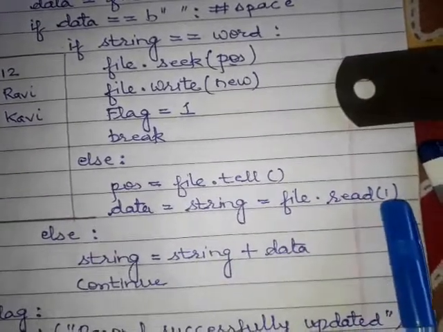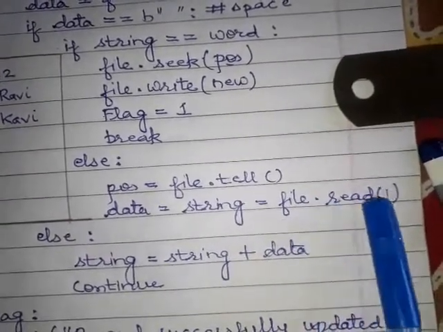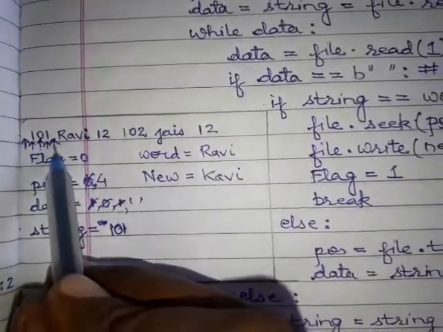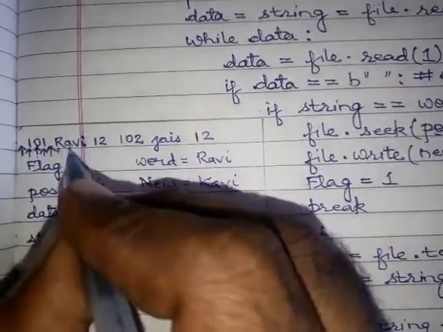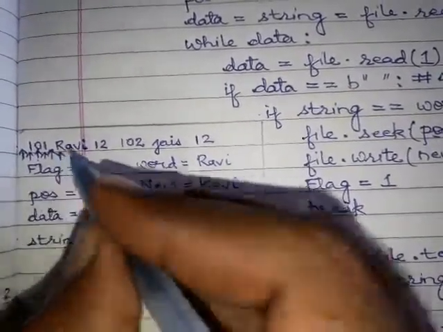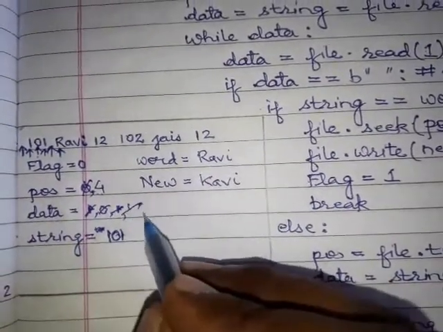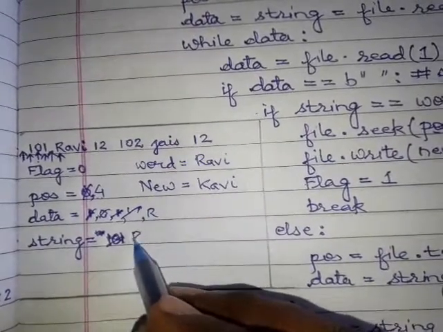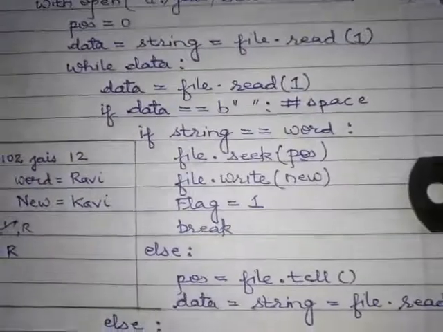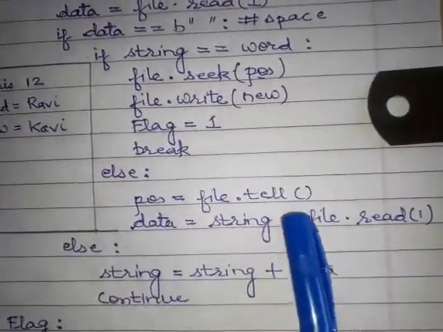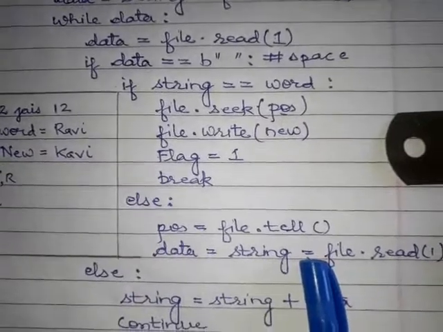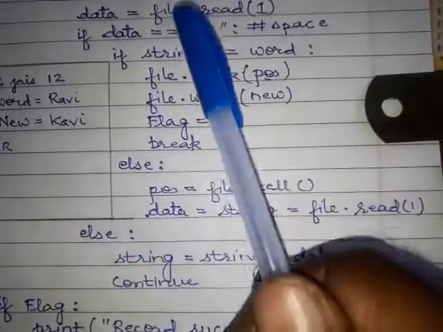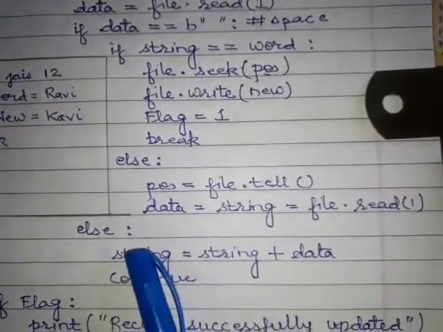File dot read means wherever the file pointer is, it will read the next single byte. So data will contain, the file pointer is here at the space, so the next value is R. Data's old value is erased and the next value R is written. With the help of this initialization, we have entered this if, so this else part will not be executed because the if is true.